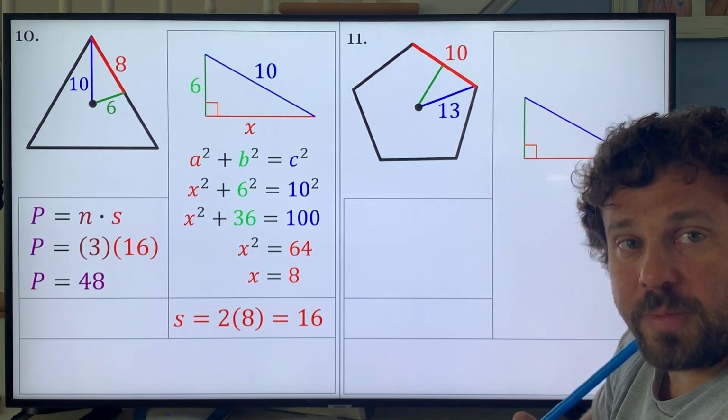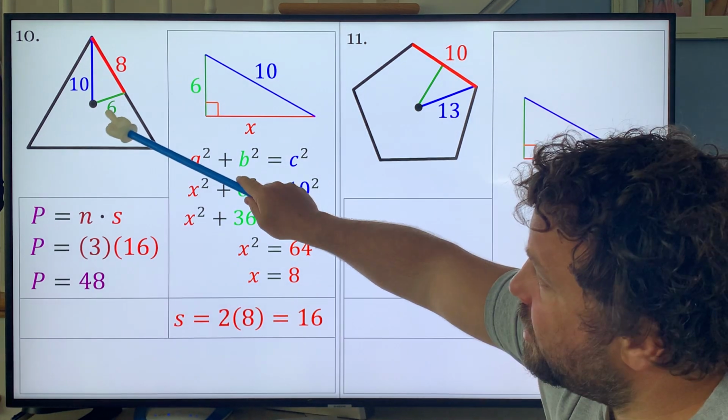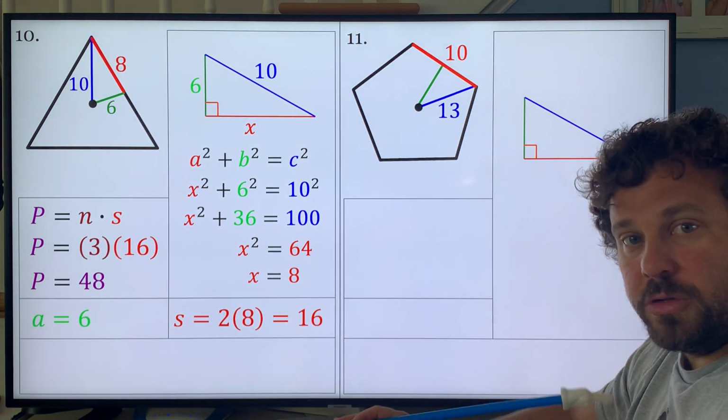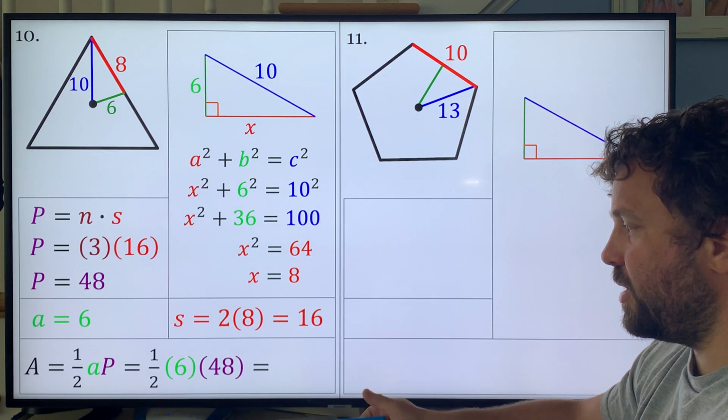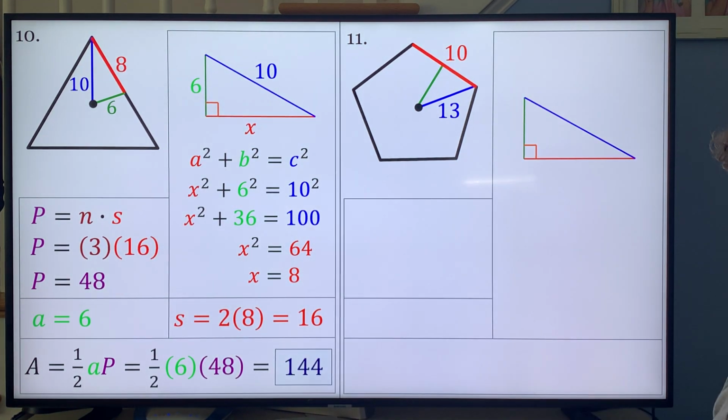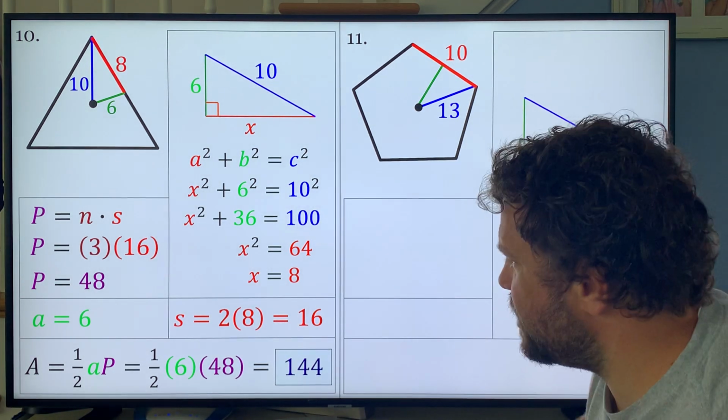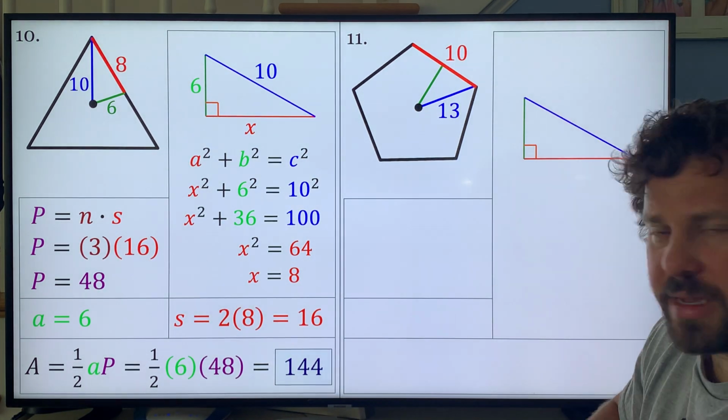All right, now what's my apothem? We already had it, that was 6. Use our formula, 1/2 apothem times perimeter, half of 6 times 48. Bam, there's our answer, 144. All right, see, I told you. It's a little more difficult, but not too terrible.